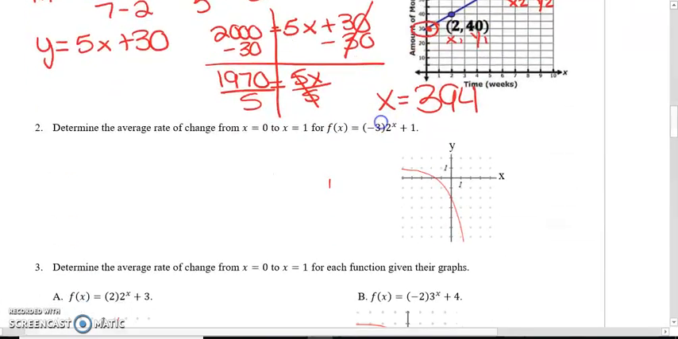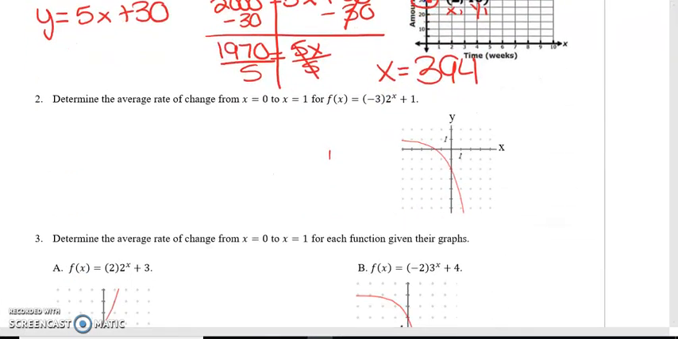We're going to continue with the next one. I know these problems are out of order, and that's perfectly fine. Determine the average rate of change from x equals 0 to x equals 1 for f of x equals -3 times 2 to the x power plus 1.